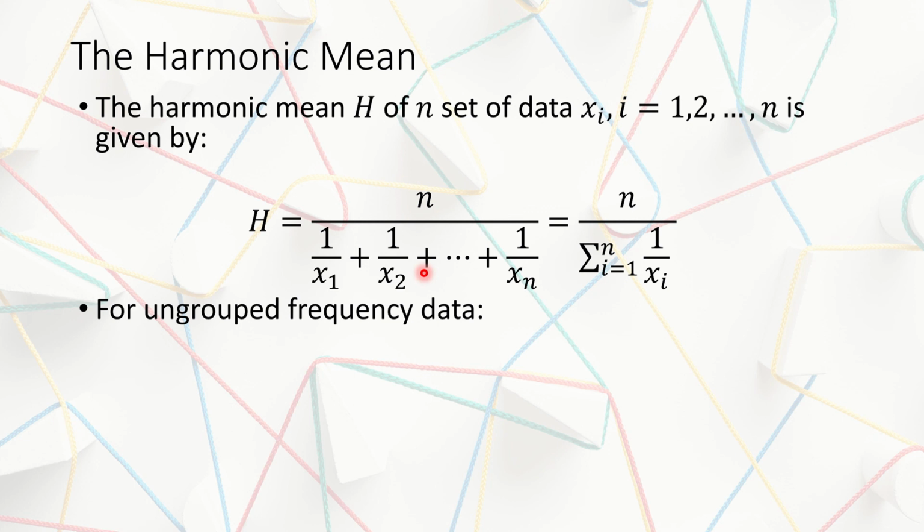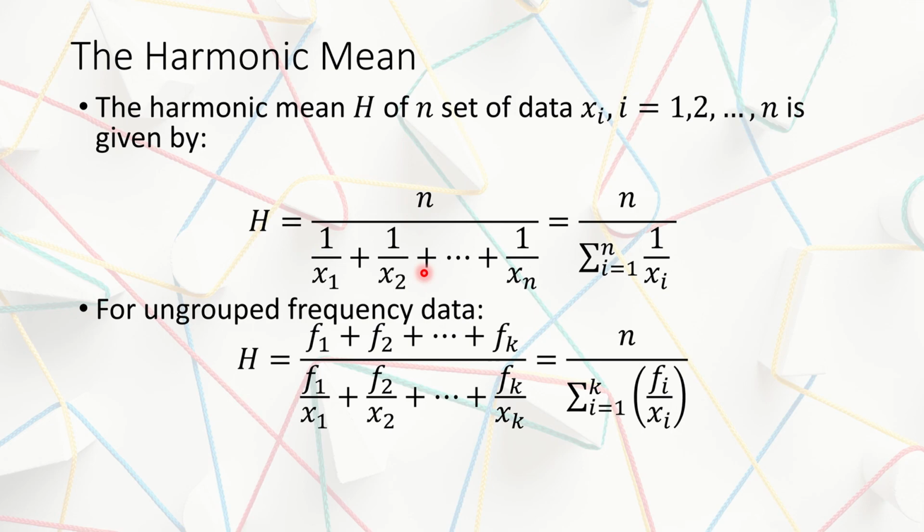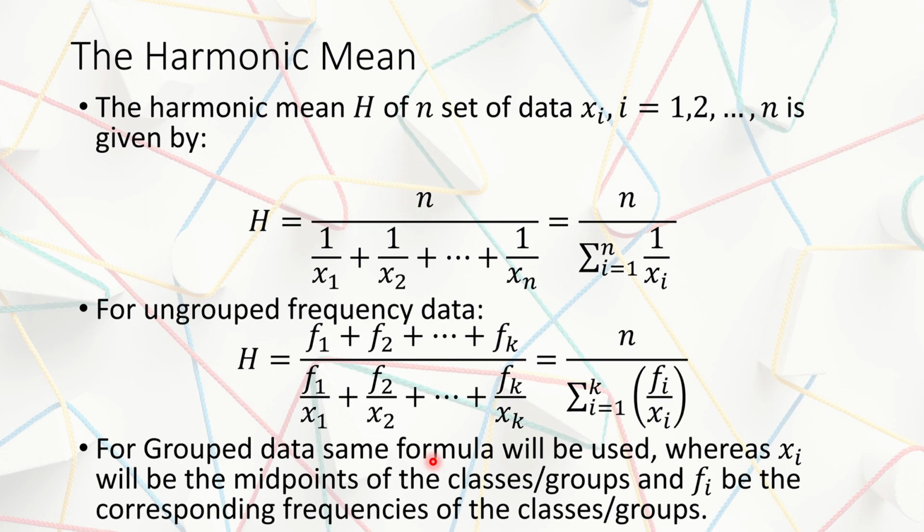You must remember from your previous classes that the reciprocal of the harmonic mean is the arithmetic mean of the reciprocals, so harmonic data will have arithmetic behavior. The same thing applies in frequency data, even though in group frequency data these xi's would become the midpoints of each class or group. Okay, for group data, the same formula will be used. The only difference is that xi will be the midpoints of the classes or groups, and fi the corresponding frequency of the class or group.